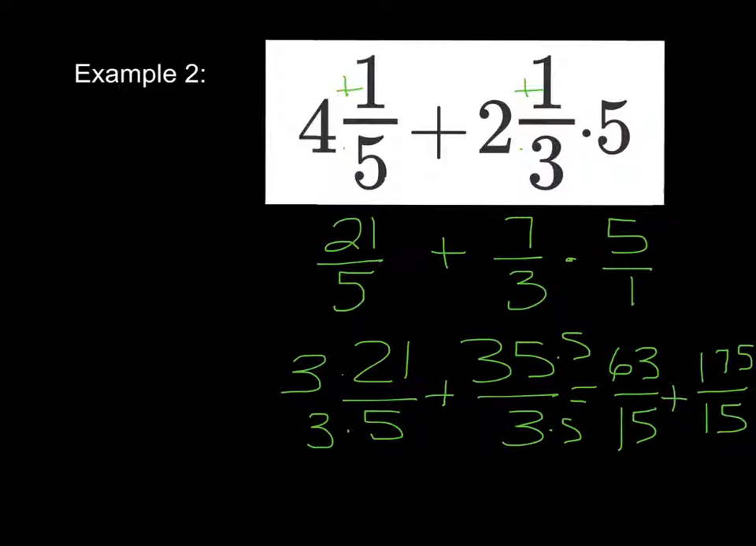Now I can put the two fractions together. 63 plus 175 gives me 238, and I keep that over the same denominator, 15.